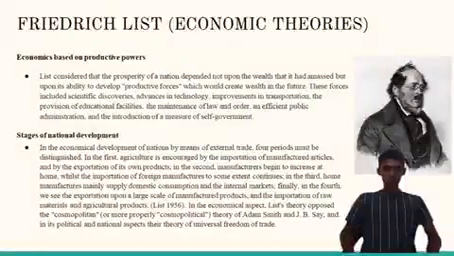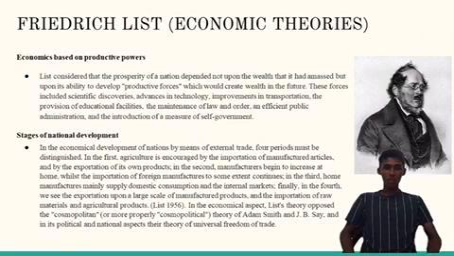There are 4 theories that Friedrich List put forward during his era, the first of which is the economics based on productive power. This considered that the prosperity of a nation depended not upon the wealth that it had amassed, but upon its ability to develop productive forces which would create wealth in the future.